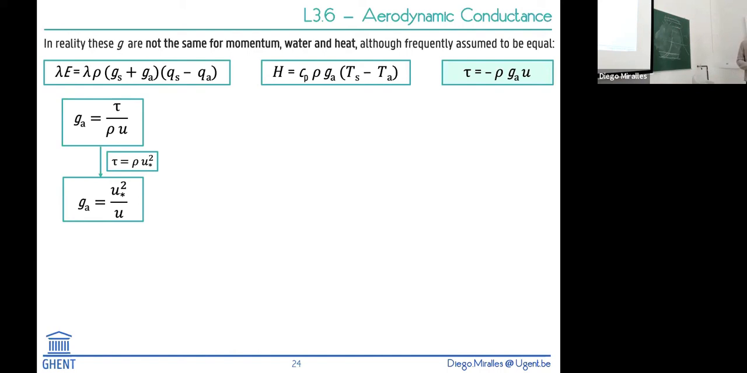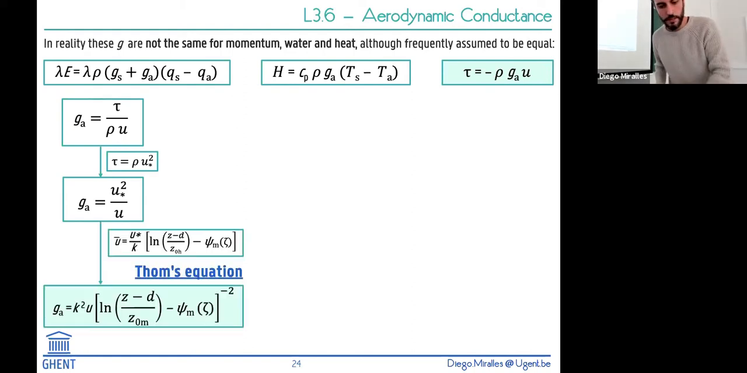So your conductance is just the friction velocity squared divided by the wind speed. We don't like it yet because it's still not very easy to apply. So if we now evoke the logarithmic wind profile, and that's why I said, to understand the aerodynamic conductance and what it is and how to formulate it, we need the previous slides. We need to know what the logarithmic wind profile is and so on.